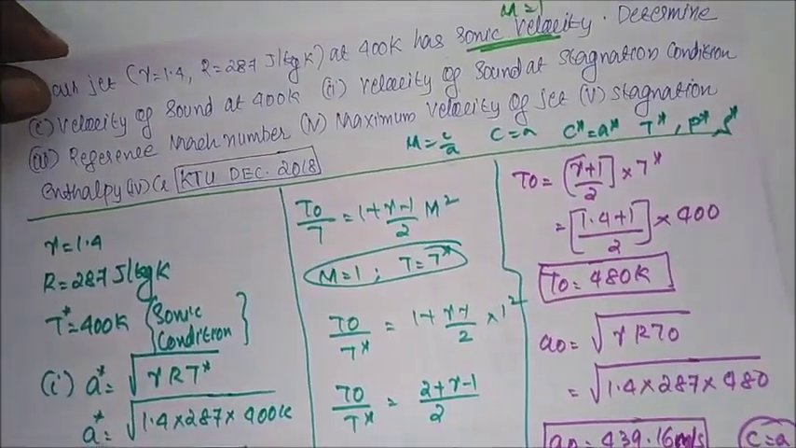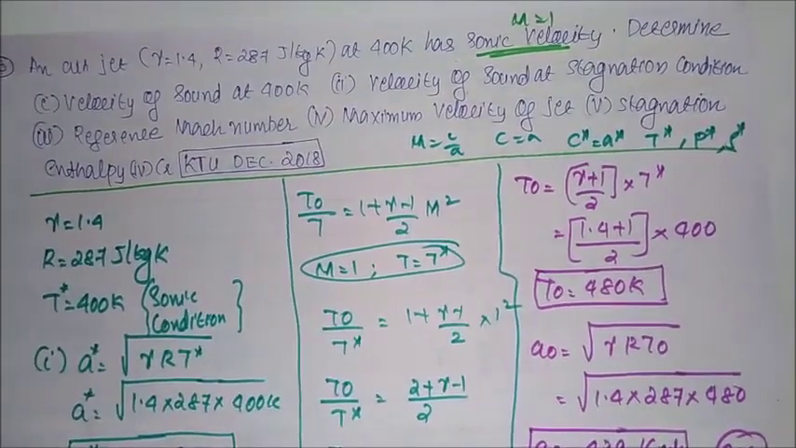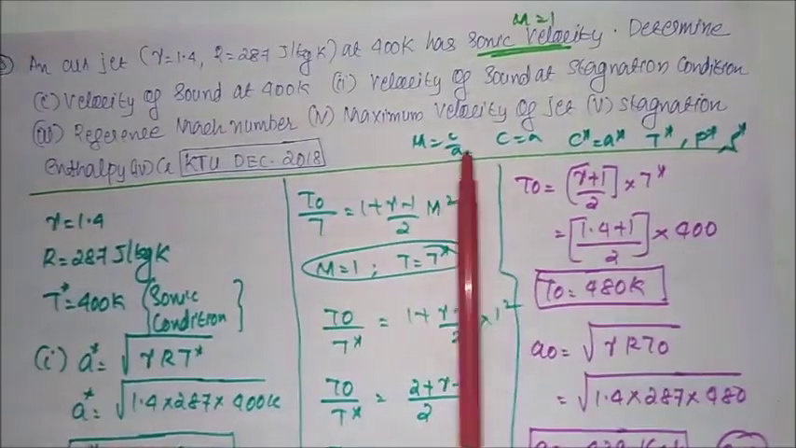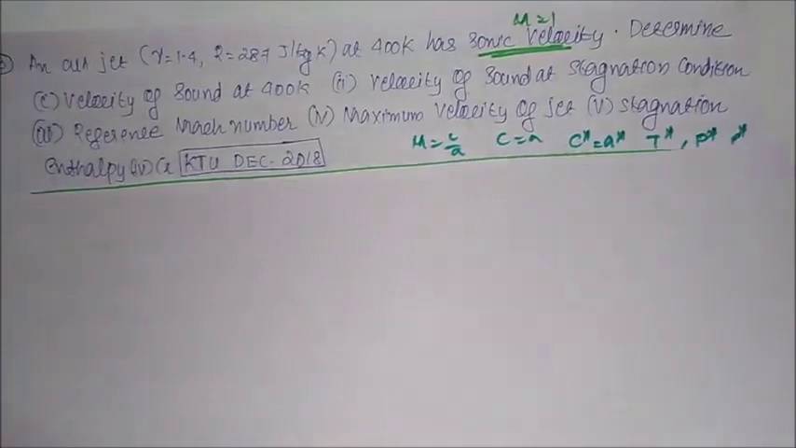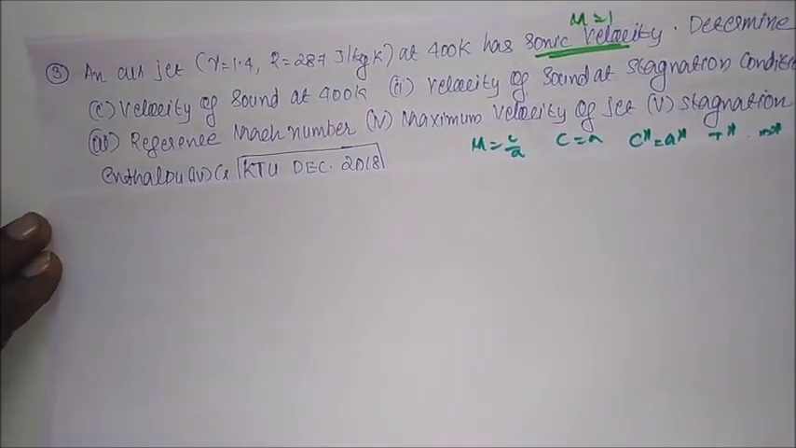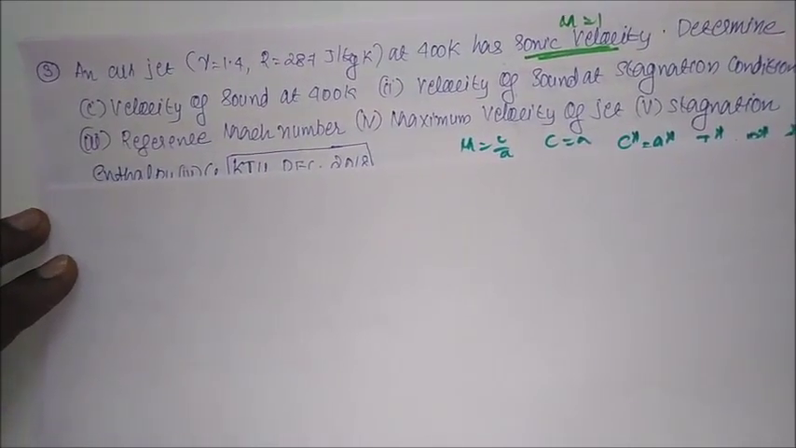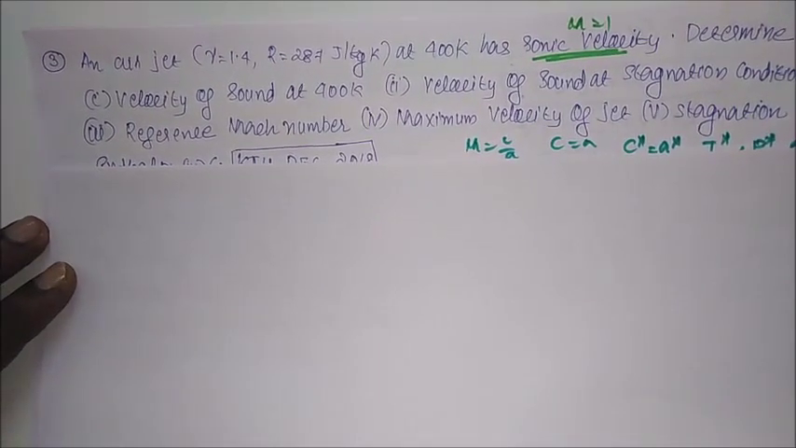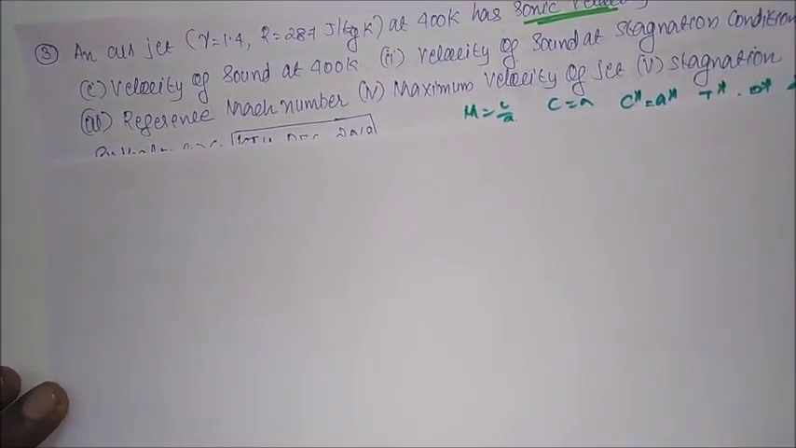Now we have to find out the value of the maximum velocity of the jet. What is the maximum velocity of the jet? The velocity of the object is equal to c. Then the maximum velocity of the object is c max, which is found from the steady flow energy equation.